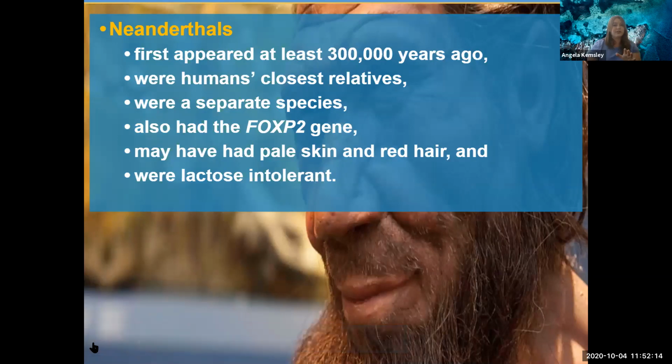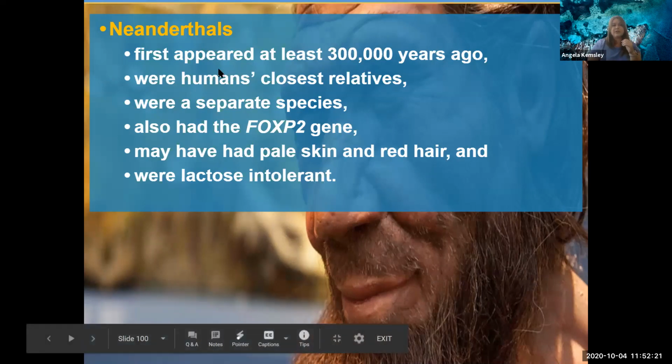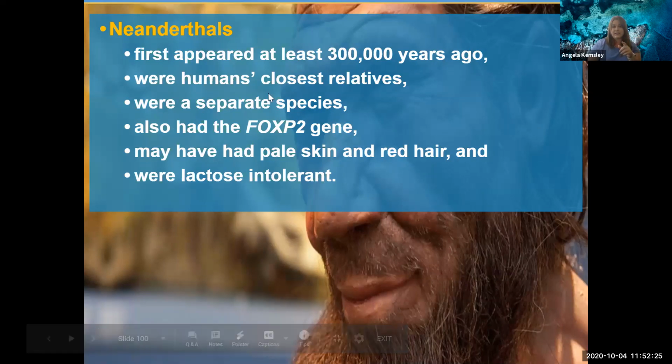Neanderthals, which are a different species than humans, so they were a different species before Homo sapiens evolved, first appeared at least 300,000 years ago, and they were our closest relatives. They were a separate species from us, but they also had the FOXP2 gene, and they may have had pale skin, red hair, and we think they were lactose intolerant, which we can tell by looking at their DNA.